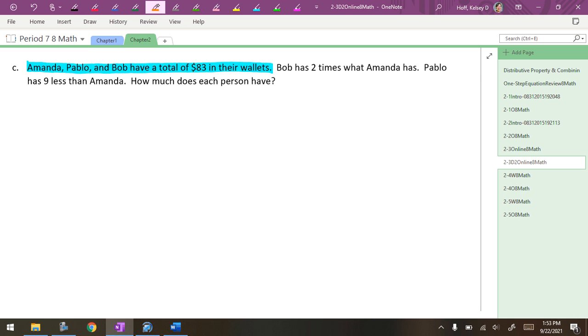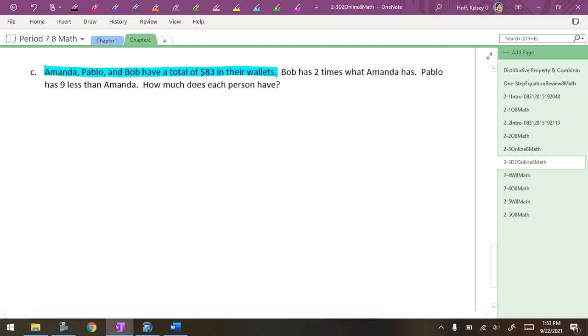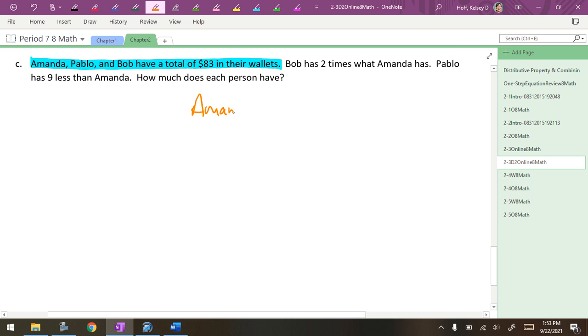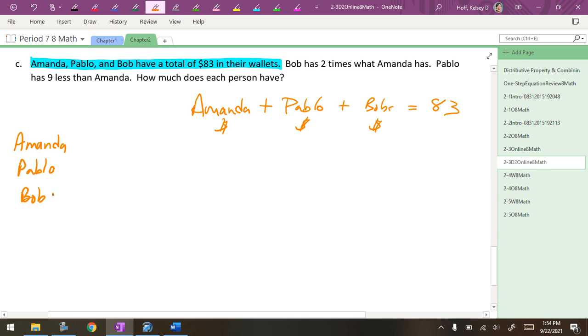Davion. Amanda's money, Pablo's money, Bob's money. And then, I don't know what else to do. Okay? What are you going to do to those amounts? Add them together. And what's it equal? 83. Total tells you you're adding some things together. So because we wrote those 3 down, that's what has to go off on the side. I don't know about Amanda yet. I don't know about Pablo yet. And I don't know about Bob. But I know I have to figure them out.